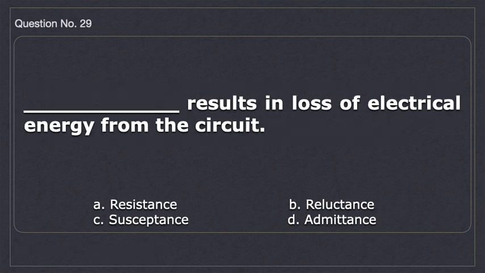Question number 29. Blank results in loss of electrical energy from the circuit. A. Resistance, B. Reluctance. C. Susceptance, D. Admittance. Answer A. Resistance.